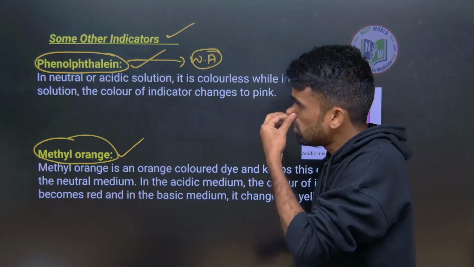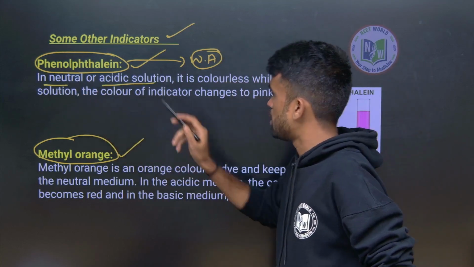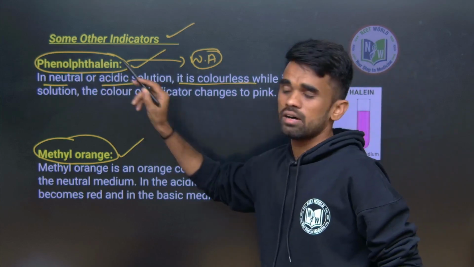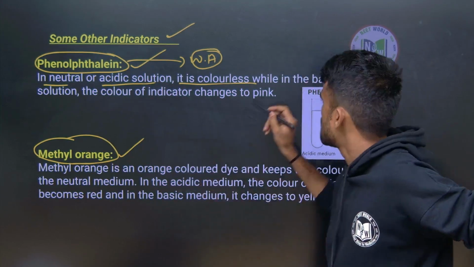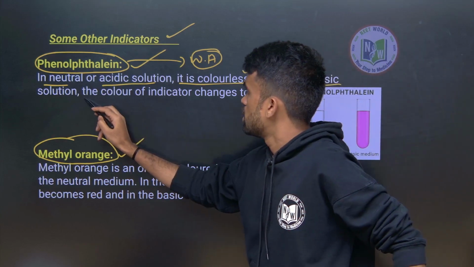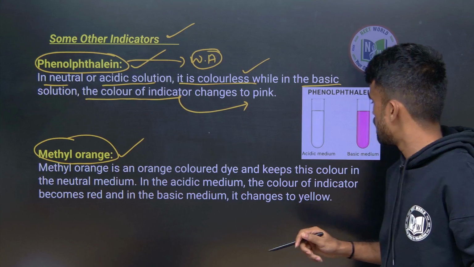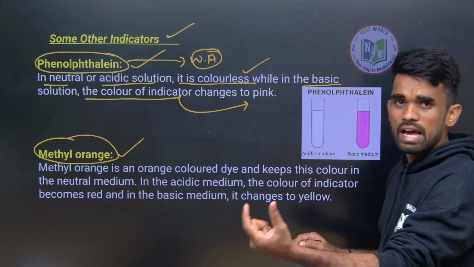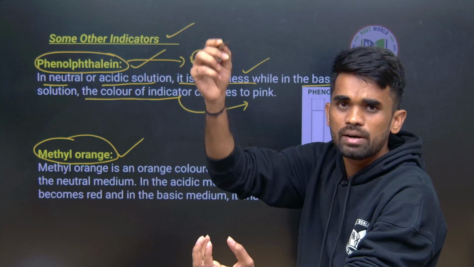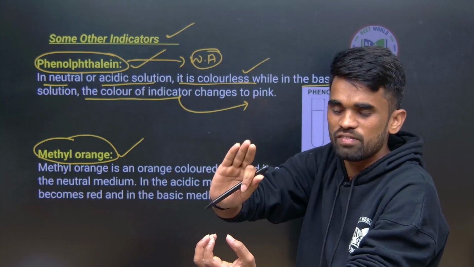Now let us study this. In neutral or acidic medium it is colorless. So what is the color of phenolphthalein in neutral or acidic medium? It is colorless, while in basic medium the color of the indicator changes to pink. Let us say I have a beaker in which acidic solution is there. If I add phenolphthalein to it, is there any color change? No color change. It will remain as such.